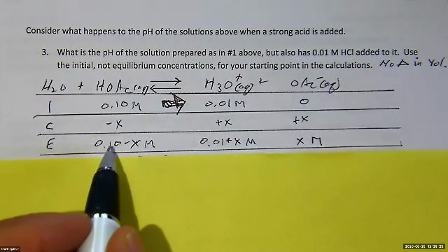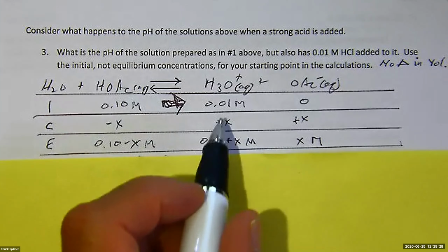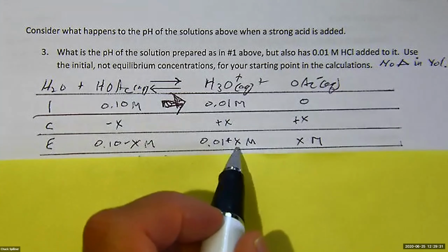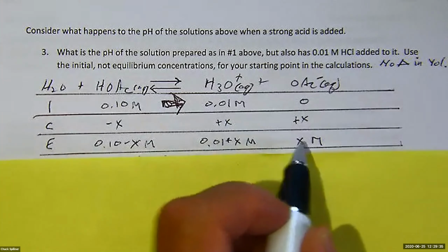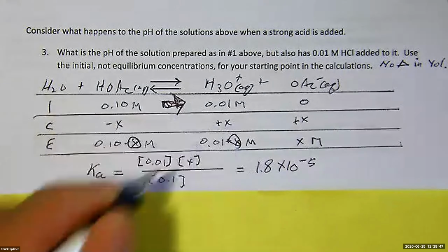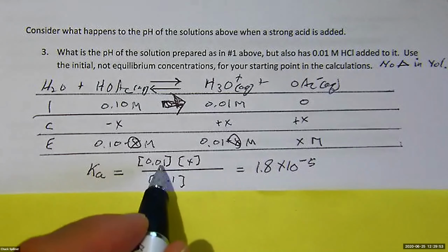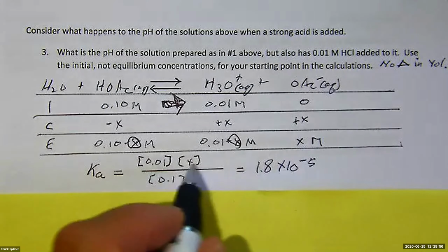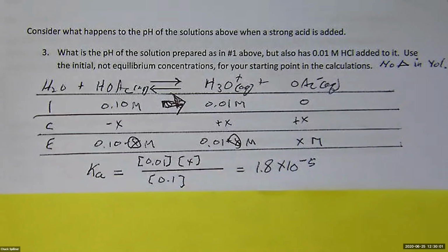So we end up with 0.1 molar acetic acid minus x, 0.01 molar hydronium ion plus x, minus x, plus x, and plus x for acetate ion. So again, we're going to use our small x approximation, so we'll neglect the x's. Take these x's out. So when we plug in what's left into our equilibrium expression, we get 0.01 times x, the only x left over is the acetate ion, divided by 0.1. It's going to equal 1.8 times 10 to the negative 5.